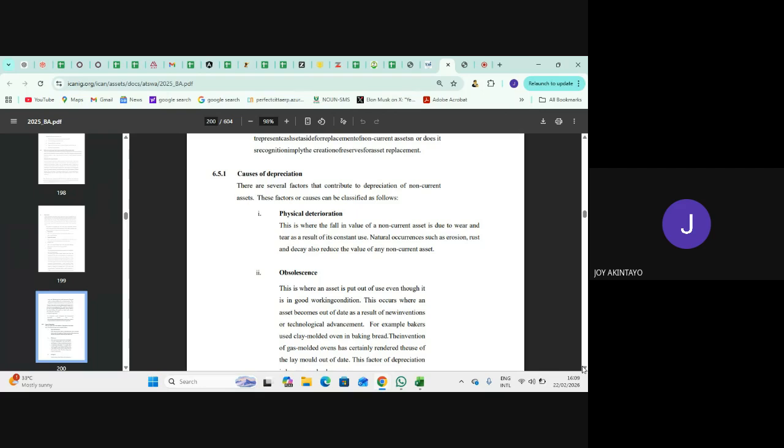Are we together? So the first thing we need to consider when it comes to those things that cause our depreciation, number one, we look at the physical deterioration. That is, we look at if the asset is actually in good condition. Are we together? Then the next one is obsolescence.